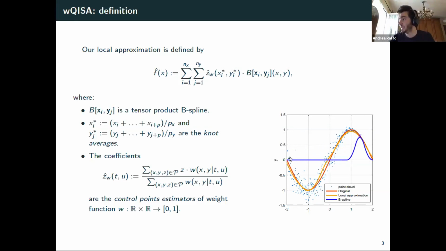Then we consider the B-spline functions, the one in blue. And for each B-spline, we compute the control point by means of this weighted average. Then by considering the linear combination of the B-splines with the respective control points, we can obtain the approximation in orange.